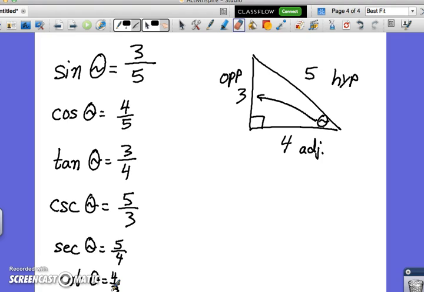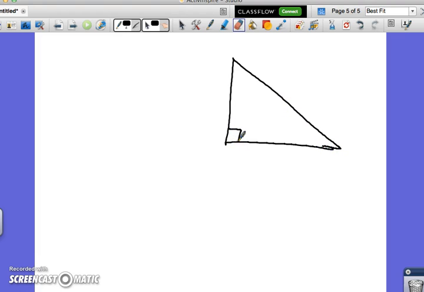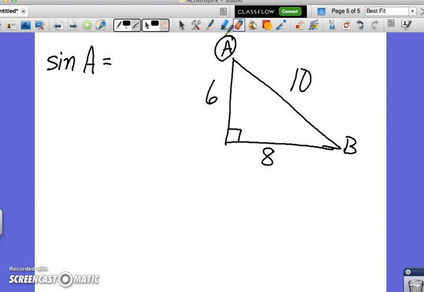So let's look at another example. What if I give you another triangle, and let's just go with 6, 8, 10. And in this case, let's call this angle A and this angle B. Now let's play it out, make you think a little bit. What would the sine of angle A be? Look up here at angle A. What's opposite angle A?